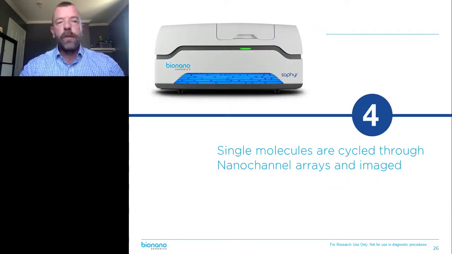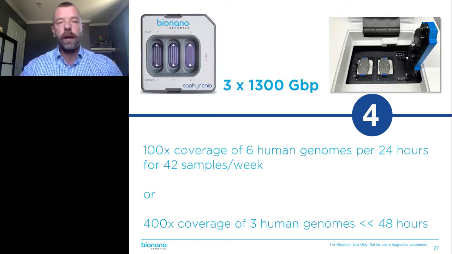Now, the instrument will cycle molecules into the channels, image them, pull new molecules and image them over and over again. And that allows us to run 6 human genomes per 24 hours, or 42 samples per week. Later this year, we will increase that through an upgrade to the instrument software to 9 human genomes per day, so more than 60 per week.